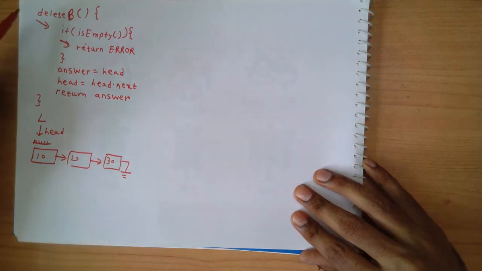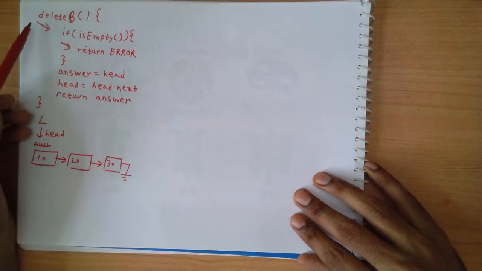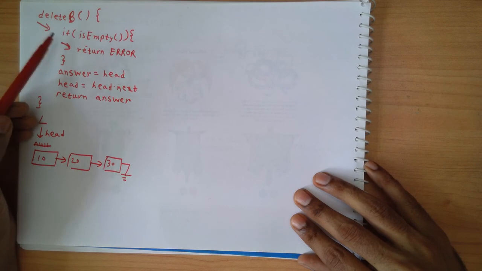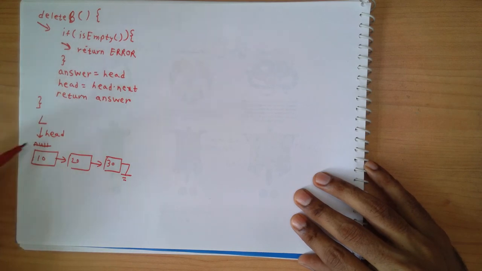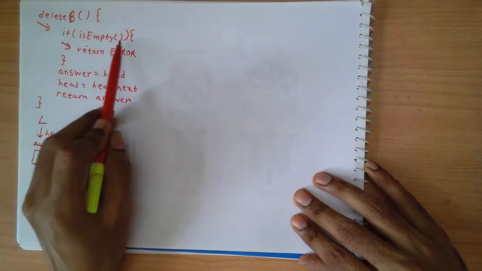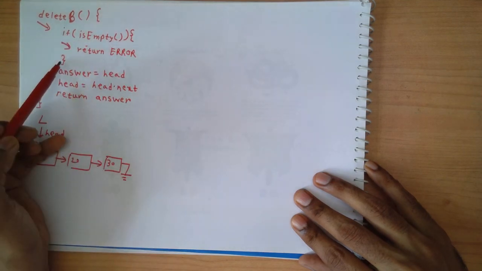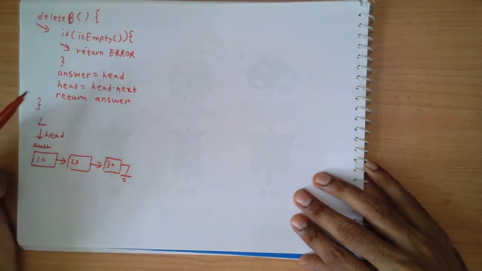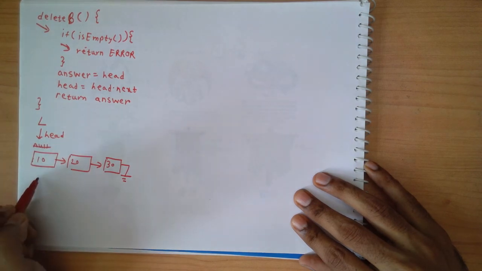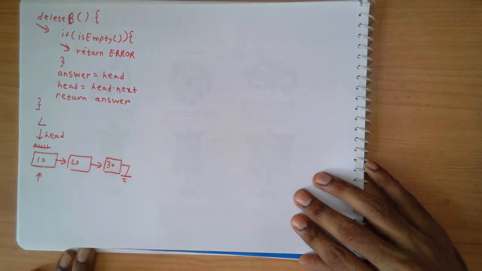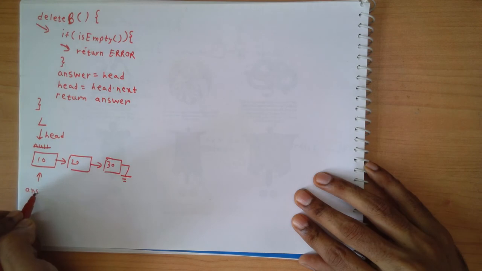There is 10, then there is 20, and then there is 30, and that's the last element in my list. So when I execute the delete from beginning on this particular list, I check if my list is empty. My head does not point to null, so the list is not empty, so this condition is not true. So I'll skip this conditional block, and I would say that my answer is head. So my answer would point to this particular node. That is what I'm going to return.